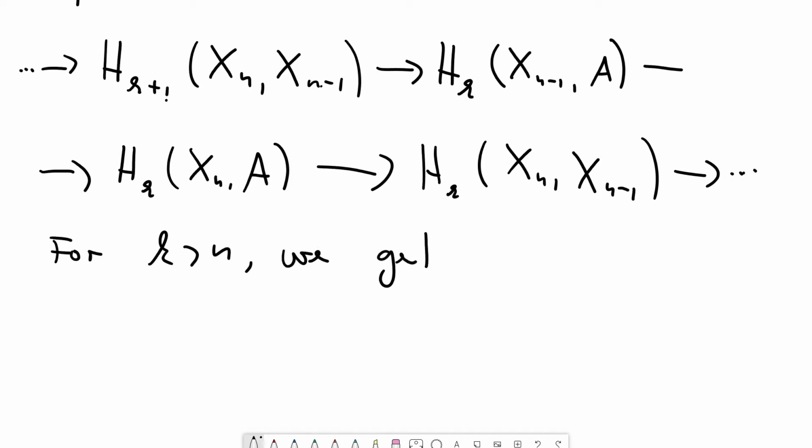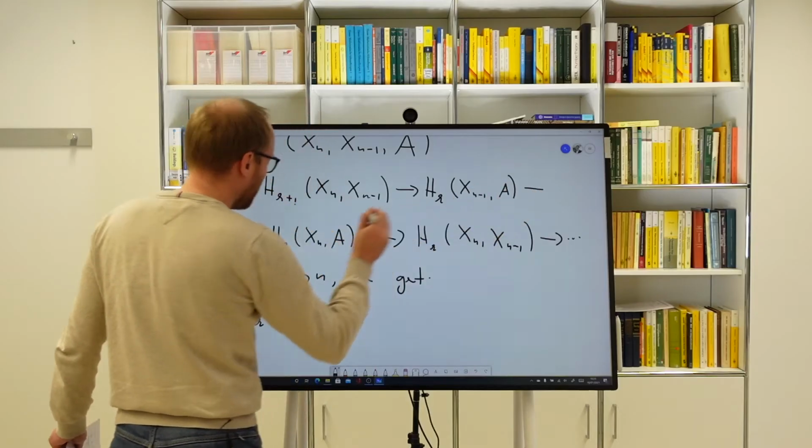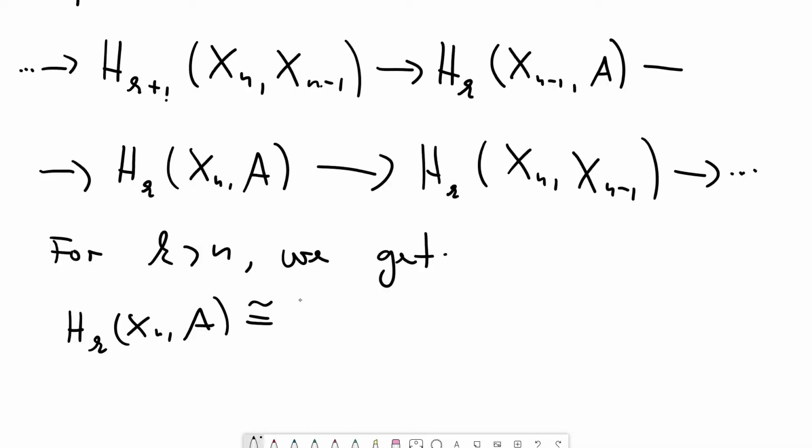then what do you get? Well, then we get an isomorphism from H_k(X_n, A) to H_k(X_{n-1}, A). So that's this isomorphism here, I just write it in the other direction.